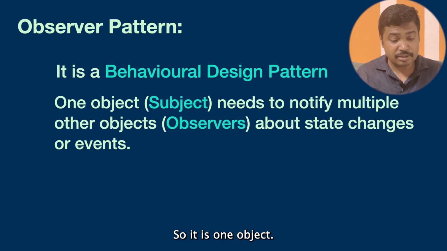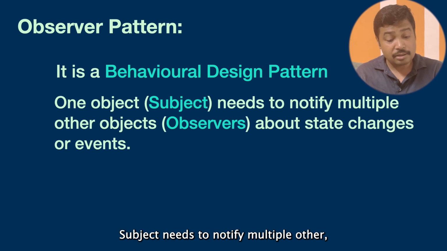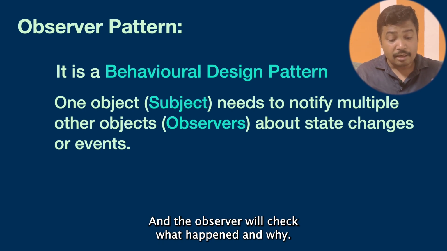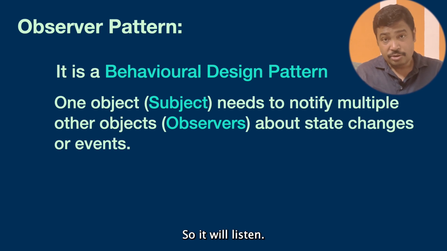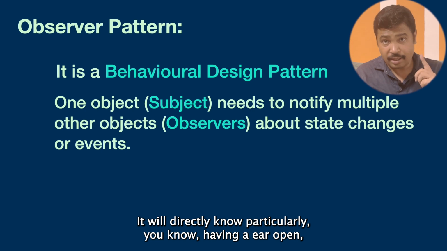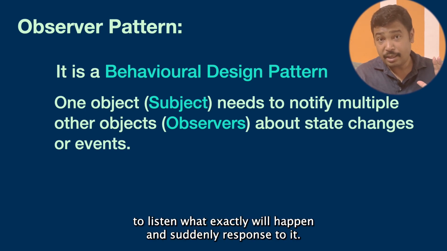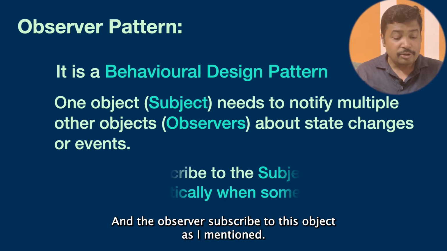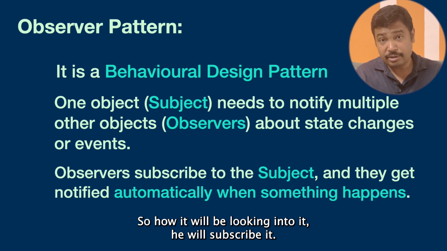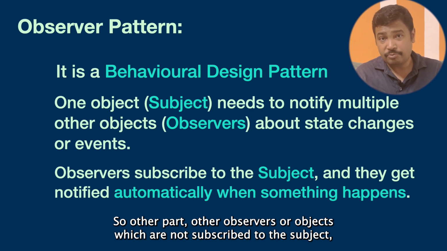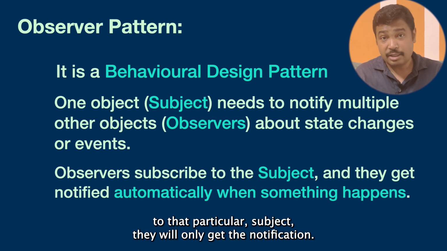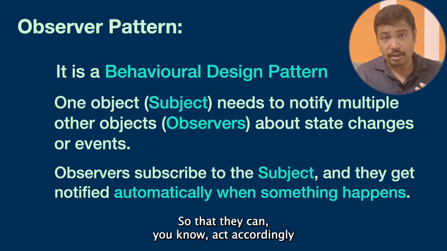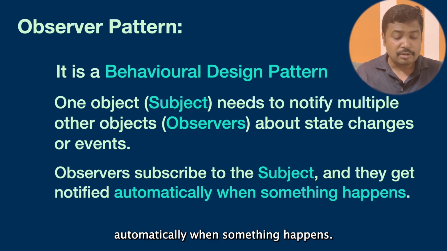In the same way, one object or subject needs to notify multiple other objects, which we consider as observers, and the observer will check what happened and why this subject has broadcast the message. It is particularly keeping an ear open to listen to what will happen and respond to it suddenly. And the observers subscribe to the subject, as I mentioned. Other observers or objects which are not subscribed to the subject will not get the intimation. Only those objects which have subscribed to that particular subject will get the notification, so that they can act accordingly, automatically, when something happens.